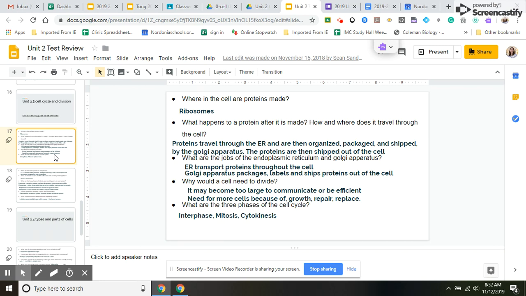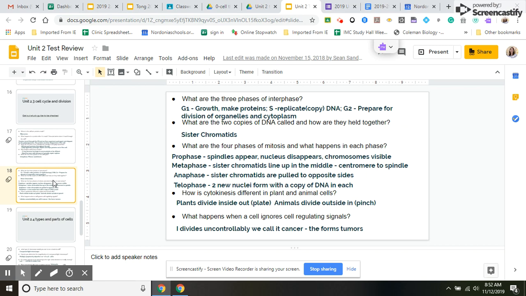Three phases of the cell cycle. Remember, interphase is that first part, and then we go through the M phase or mitosis, and then we end with cytokinesis. So during interphase there are three parts: G1, where the cell is growing and making its proteins and being a cell and doing whatever its job is. The S phase, where we actually copy or replicate the DNA. And then the G2 part where we're preparing for division with the organelles and the cytoplasm, making sure we have everything in order.